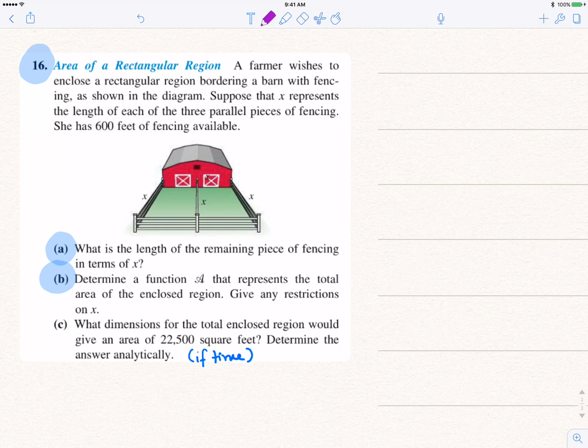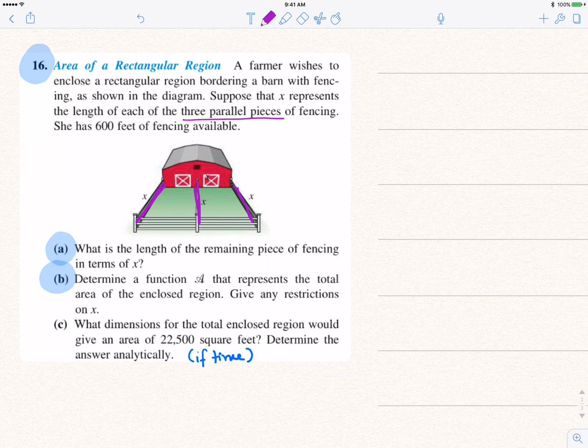The wording here I think is slightly confusing. When it says three parallel pieces, it's not talking about the three slats of one piece of fence. It's literally talking about this is one piece, this is my second piece, and this is my third piece of parallel fencing. Continuing on, she has 600 feet of fencing available to her.